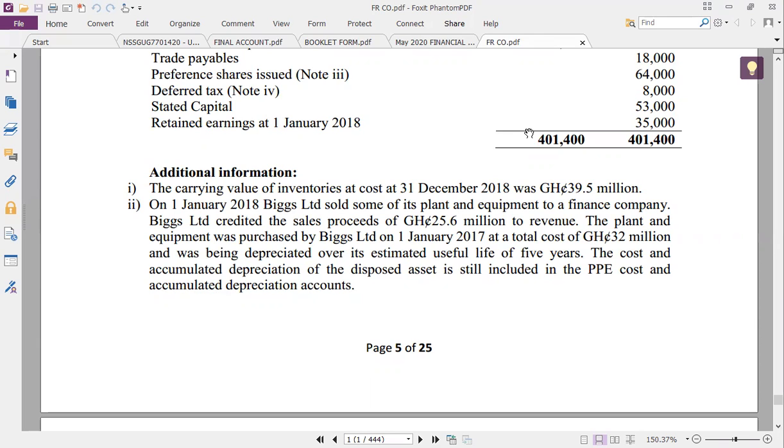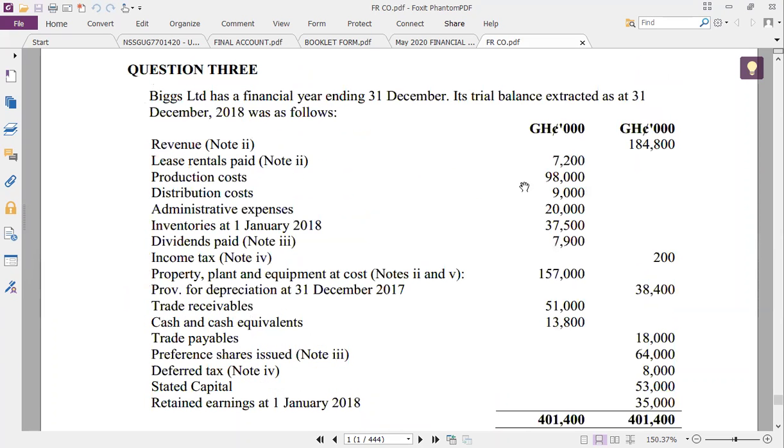The current value of the inventories at cost at 31st December 2018 was $39 million. Good. So this will be the closing inventory. Now, when they give you the closing inventory in a footnote, it means that the opening inventory is a neutral balance, or the purchases is a neutral balance. But now let's go and see if purchases is there. There's no purchases. Trouble. Instead, we have what? Production costs. There is a manufacturer. So the production cost is the purchases. And there must be opening inventory. Yes, this is the opening inventory.